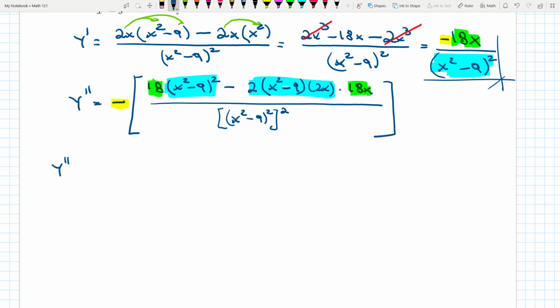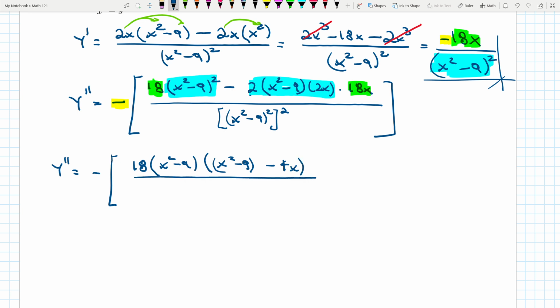So y double prime equals negative. So notice how we have an 18 as a common factor. I'm going to factor out the 18. And at the same time, notice how we have 2 powers of x squared minus 9 and 1 power of x squared minus 9. I'm going to factor one of the powers, not x squared only, but x squared minus 9. And I'm going to be left with the following. That's going to be left with x squared minus 9, that's the remaining power, minus 2 times 2x, which is 4x times x. So minus 4x, and then the whole thing divided by x squared minus 9, which is squared and then times squared.